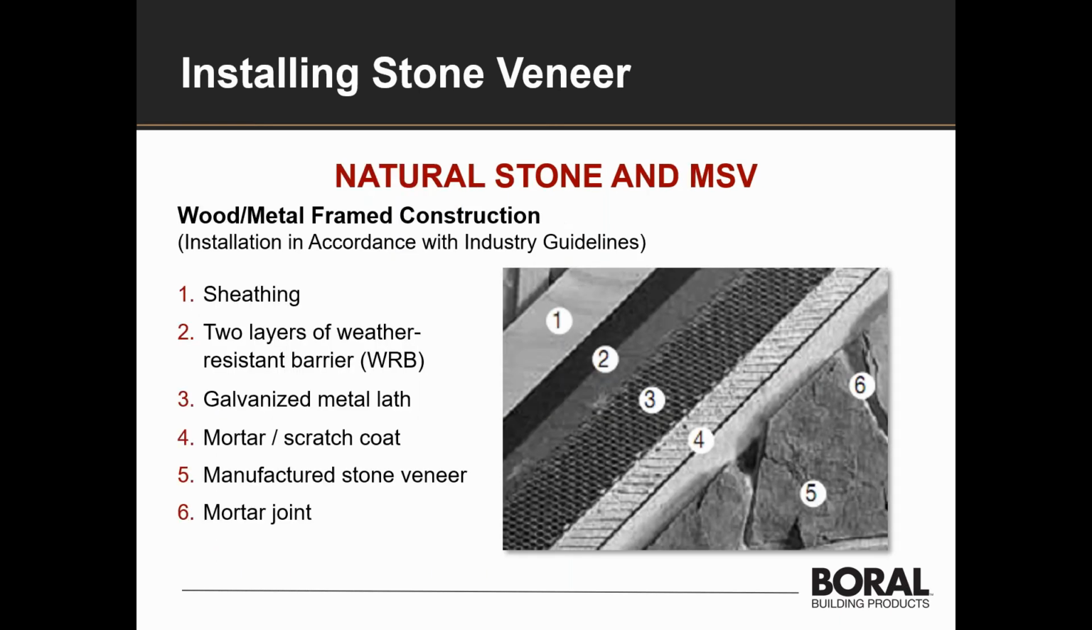So here's the basic assembly for putting up both natural and manufactured stone. You're going to have sheathing. Any kind of sheathing is fine. In fact, we often put up projects that have no sheathing, where we're just going over Z-girts. You want 2 layers of weather-resistant barrier, galvanized metal lath, which should be a minimum of 2.5 pounds in strength, mortar, scratch coat, and then the manufactured stone itself.